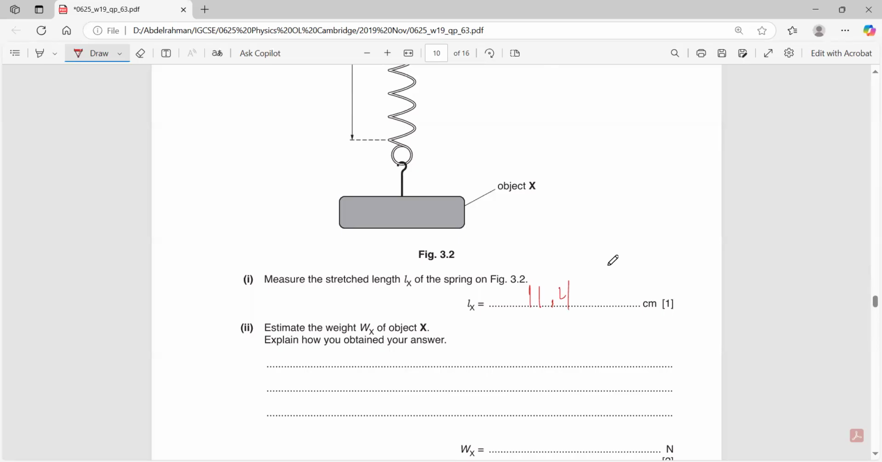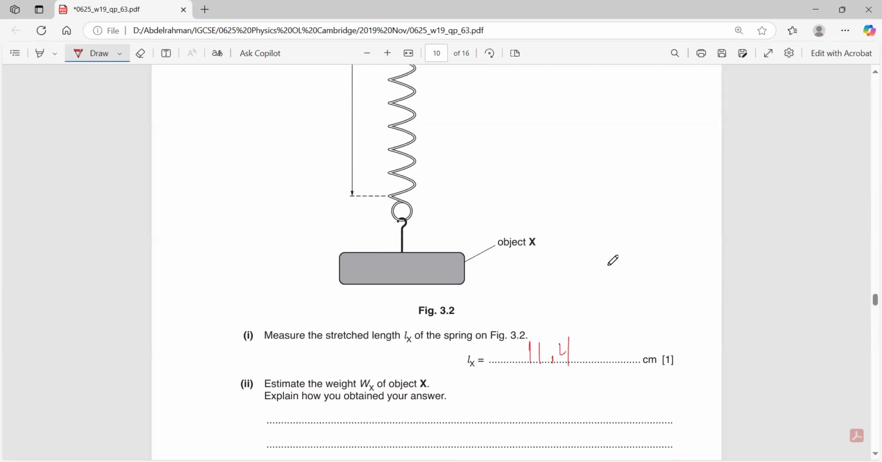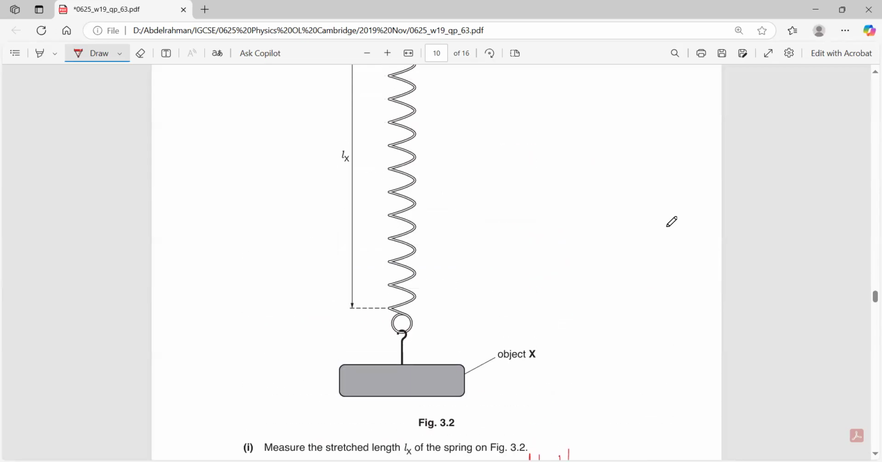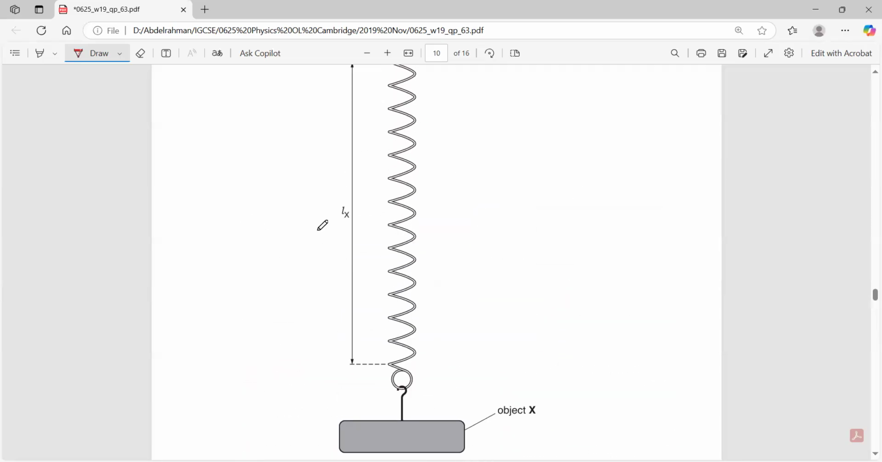Estimate the weight of object X. How can I estimate the weight of object X? Well, I have the length to be 11.4 centimeters. If your length is 11.2, okay. How can I find the weight? By using a proportion, a ratio.